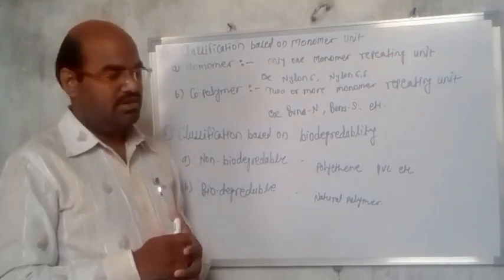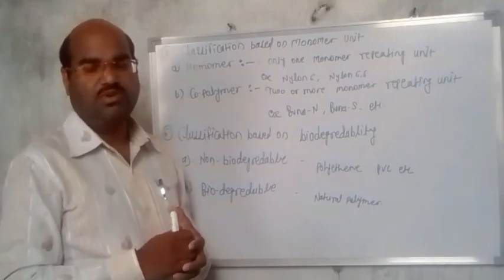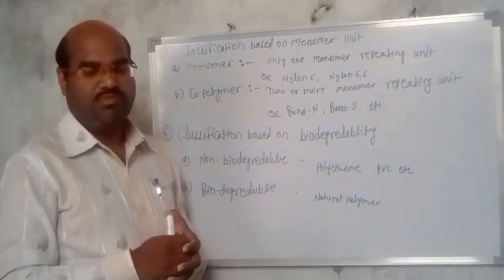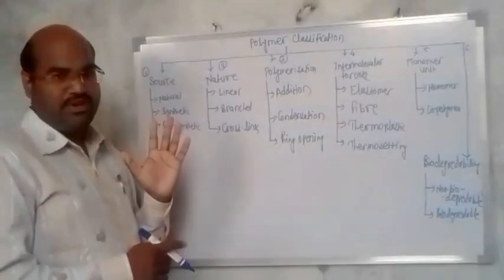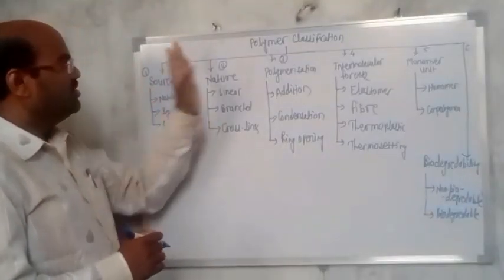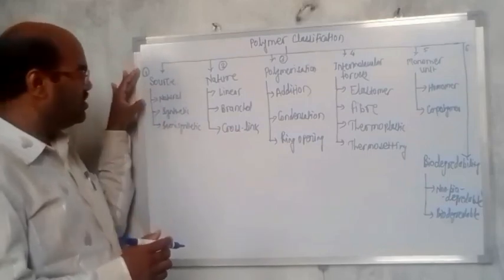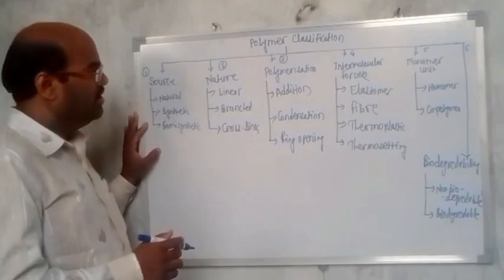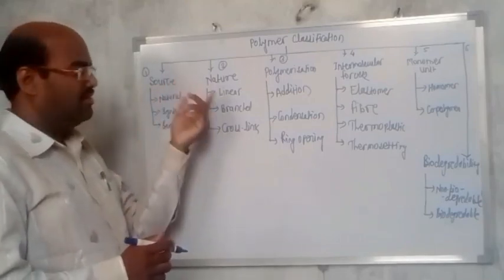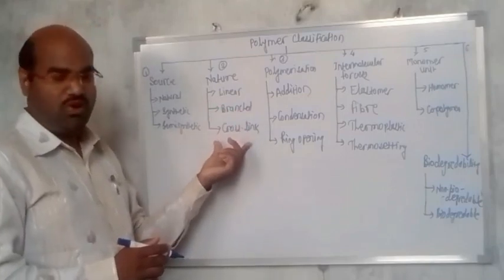We have, in our syllabus, total 6 type of classification. Summary of the polymer classification. So polymer classification is of 6 types. First on source, natural, synthetic and semi-synthetic polymer. Second on nature, linear, branch and cross-link polymer.